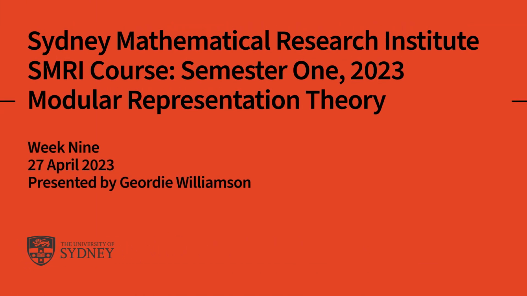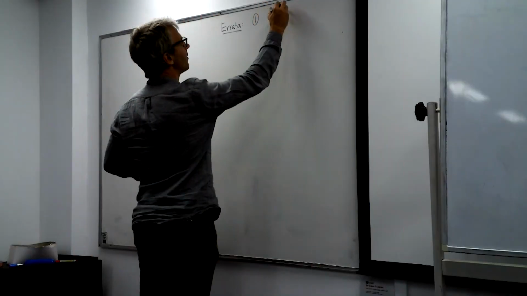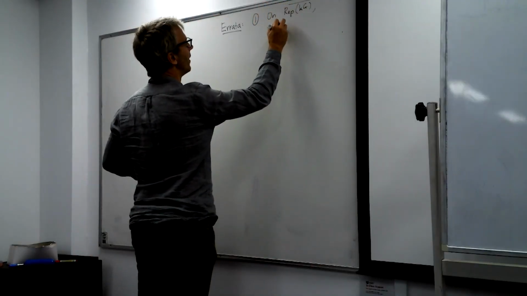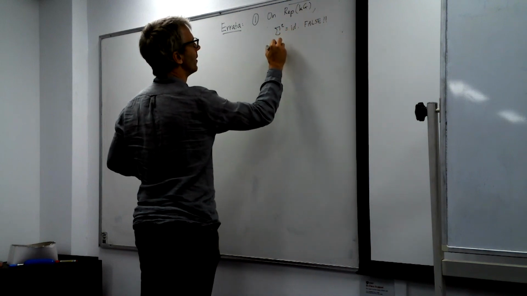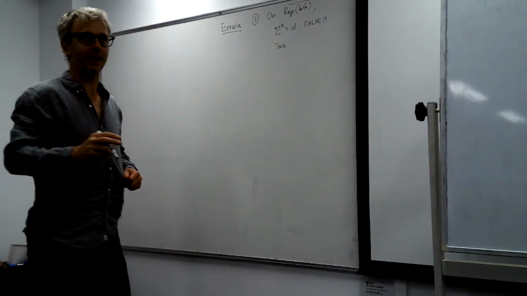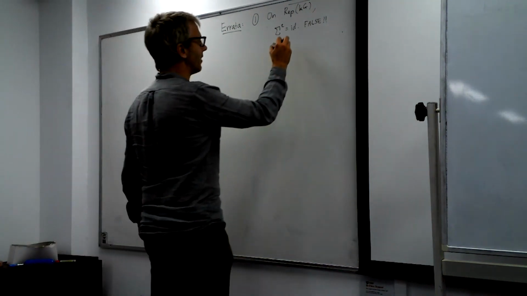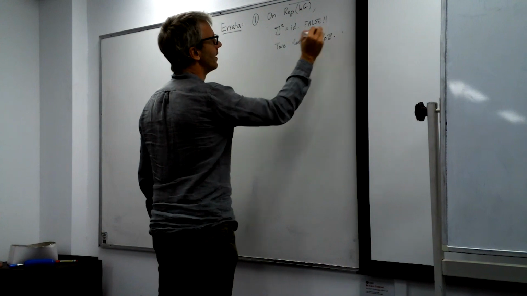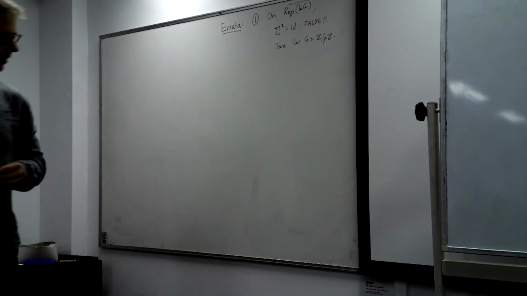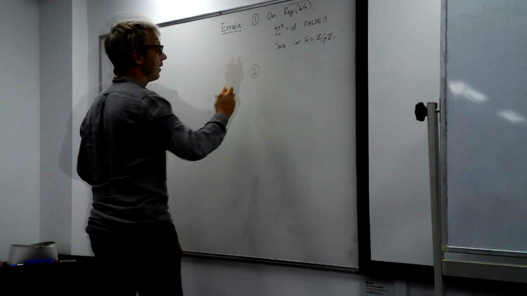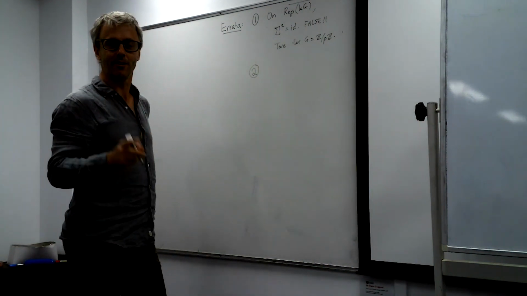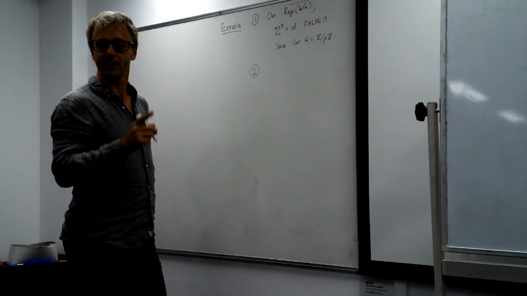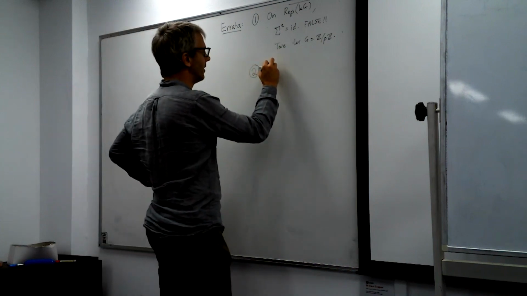I just want to start off with errata. Firstly, I said that on the stable module category, sigma squared is the identity, and that's just false. Somehow I spent a large amount of a couple of years ago thinking about Z mod PZ, where this is true. So that is false. And also I made a mistake in the Brouwer tree of the principal block of B, which I'll fix.